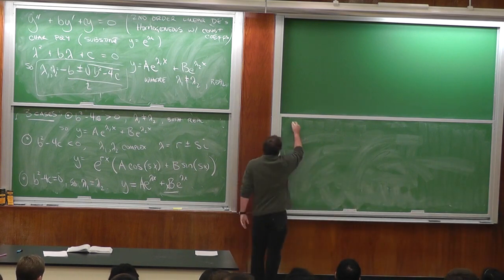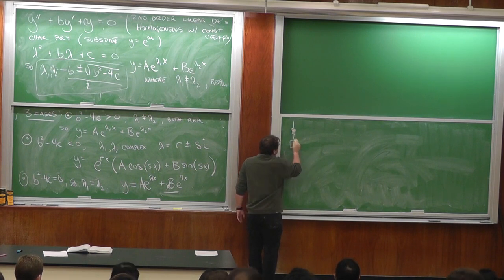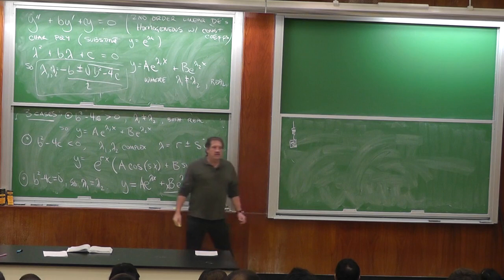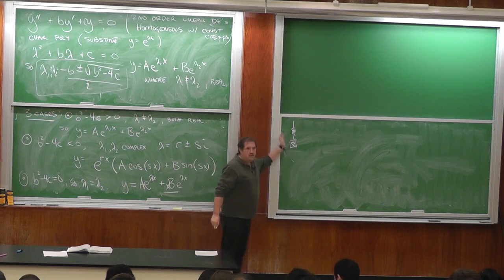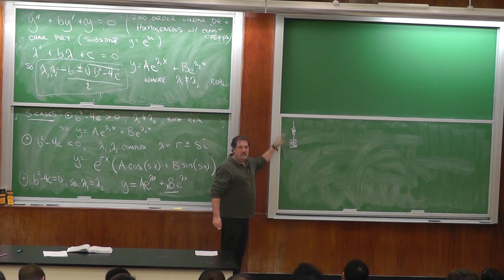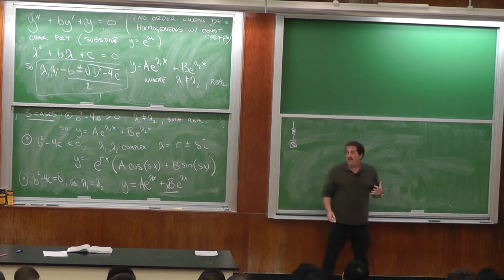So if you have a spring with some weight on it. I mentioned this before, and then I'm going to push it, and it's going to go bouncy, bouncy, bouncy, bouncy. And so I'll have an oscillator.